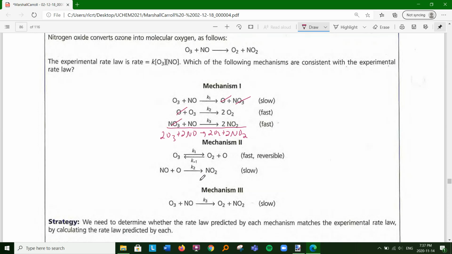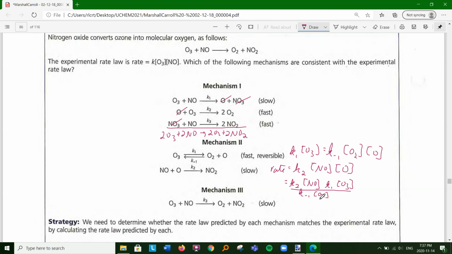Let's go on. Let's see, mechanism 2, we have a fast reversible step, so we get K1 times O3 equals K minus 1 times O2 times O, and then we have the slow step, so rate is K2 times NO times O. Now O is an intermediate, so I've got to isolate for O, and I'll get rate then is K2 times NO times K1 O3 over K minus 1 O2. That looks a little fishy, doesn't it? That doesn't look like it's going to be the answer there. That's not NO times O3. We got an O2 in there.